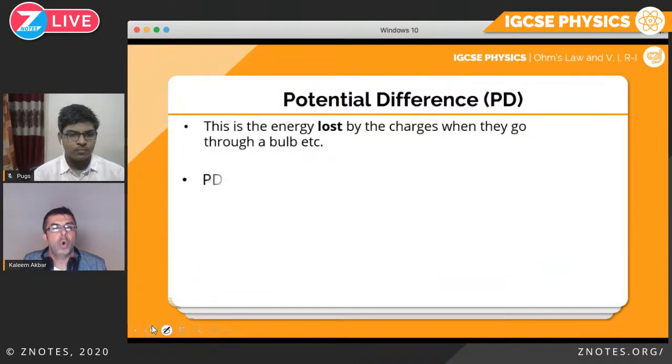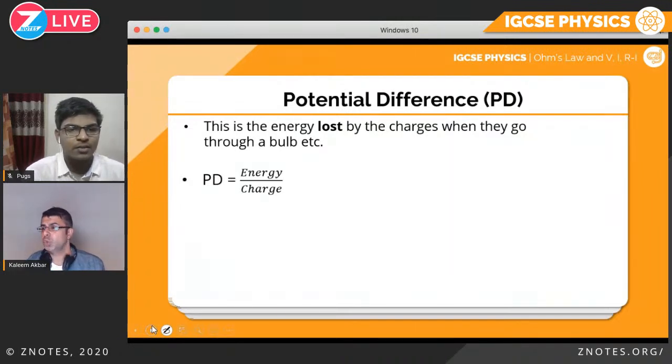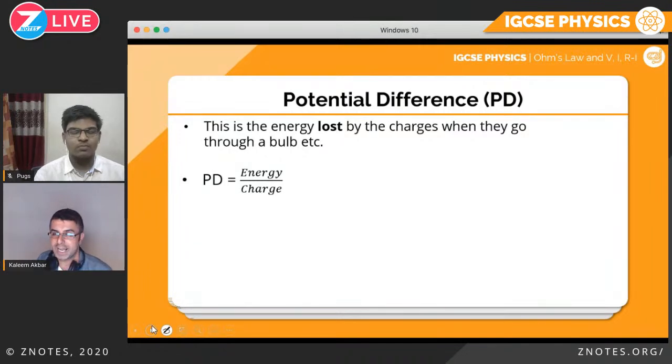So next, what's potential difference? It's the energy lost by the charges when they go through a bulb, etc. Now, it's not really lost. We know where it's going. It's going to the bulb, or it's going to your PlayStation, or your mobile phone, or a light switch, or your television, etc. That is what uses the energy. So think about it. The battery gives it, or a power station gives it, and your devices use that energy.